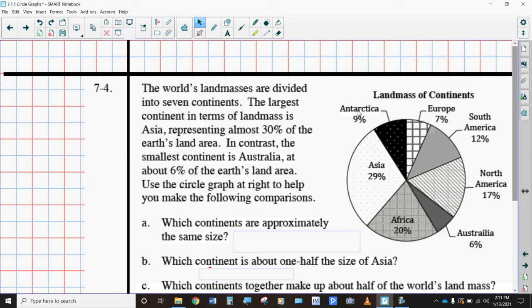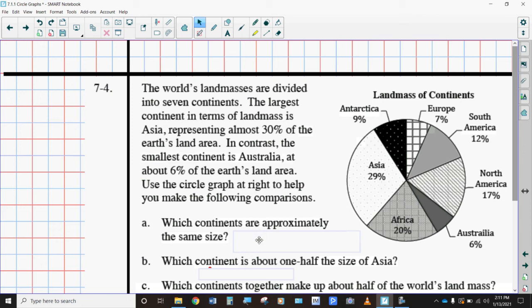So now we finally have Antarctica represented here, because Antarctica is a pretty big land mass, almost 10% of the size of all the land in the world, but there's just nobody that lives there. That's why it was not even shown on the previous graph. So use the circle graph at the right to help you make the following comparisons.